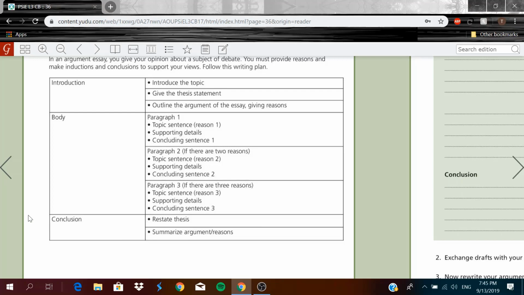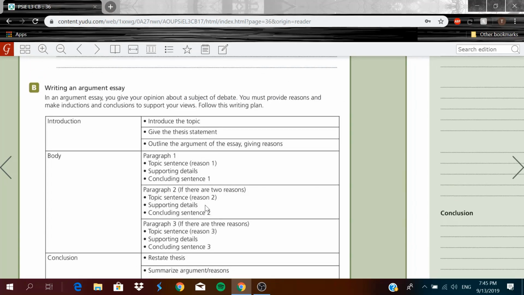And then for your conclusion, you're going to restate your thesis statement that you talked about earlier, and you'll just summarize your argument and your point of view of the subject of debate. So that is an argument essay in a nutshell.